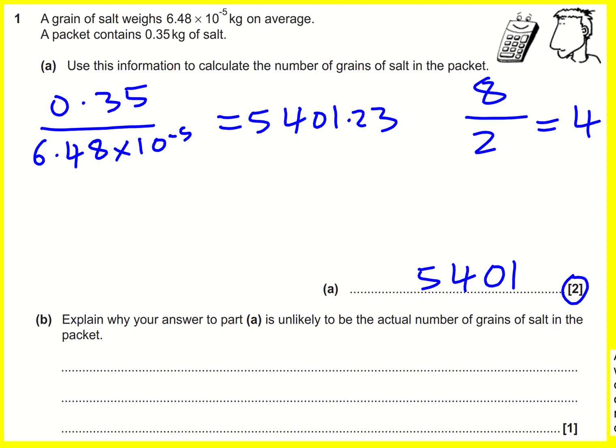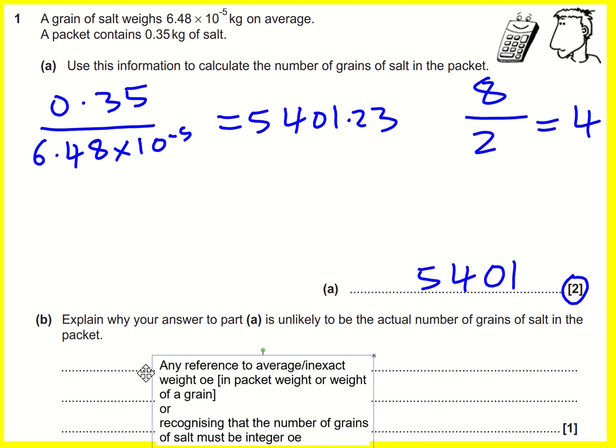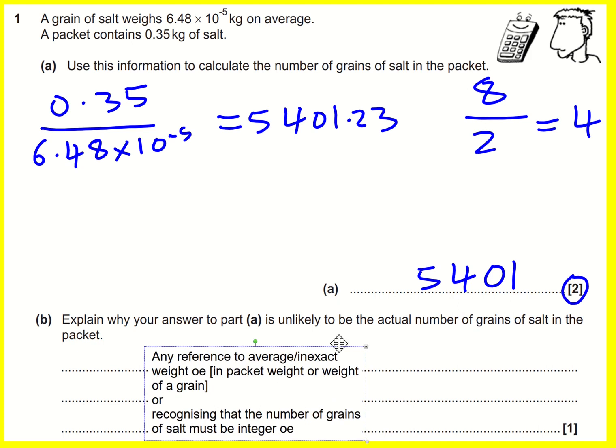Why is this unlikely to be the actual number of grains? Well, I'm going to use the mark scheme for this. So any reference to the fact that we're working with the average of the grain of salt. So some will be more, some will be less, but we don't know. We basically assume that every single one is that weight.